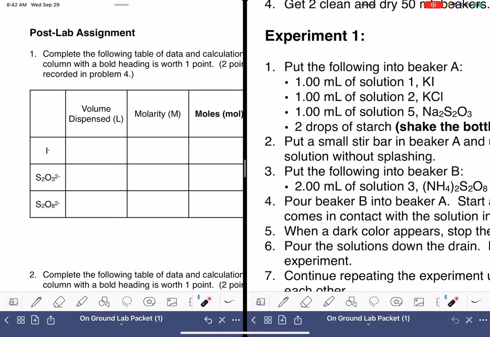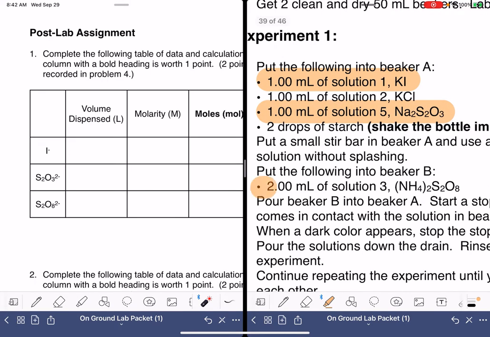It is asking us to report the volume that we used for these three substances. That's going to be the KI, the Na2S2O3, and the (NH4)2S2O8. In this data table, I'm not writing the formulas of the cations. So KI is the same thing as I minus, and S2O3 2 minus is the same thing as Na2S2O3, you get the idea. We're going to begin by reporting the volume that we used for each one of these three substances, and we need to report that in liters.